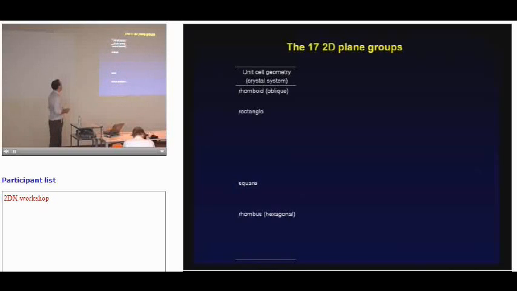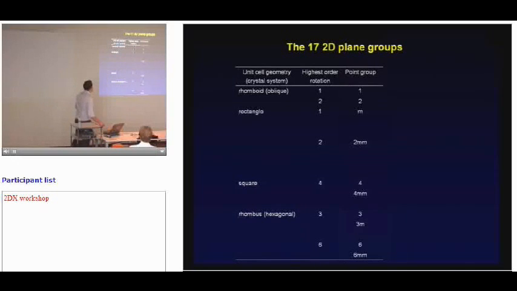So starting off with our unit cell geometry, we have 4 different unit cell geometries, which I summarise. The rotational symmetry possible in each of those unit cell geometries differs. So for a rhomboid, we can basically have 1 or 2. For a rectangle, we can have 1 or 2. For a square, we always have 4. And for a rhombus, we always have 3 or 6.